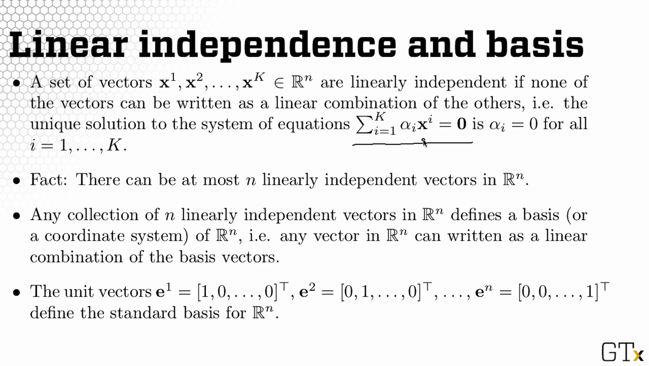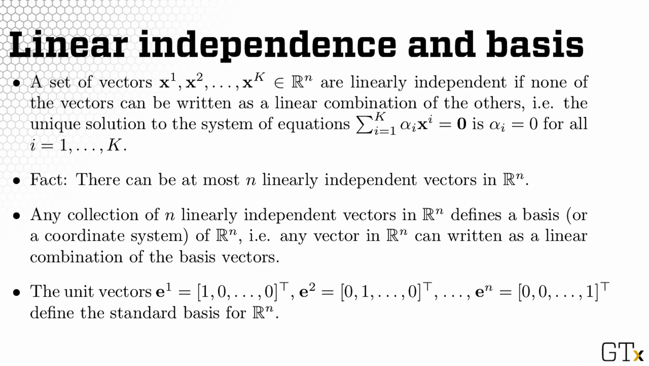not linearly independent. This is a useful fact and a very well-known fact that there are at most n linearly independent vectors in Rn, right? So we cannot have more than n linearly independent vectors. Now, any collection of n linearly independent vectors in Rn defines a basis or a coordinate system.